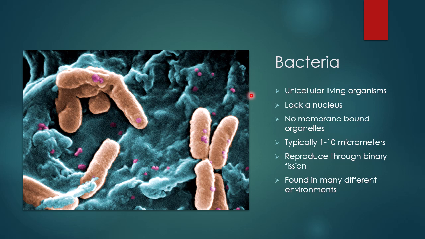Bacteria is a unicellular living organism. They lack a nucleus or any membrane-bound organelles. They don't have any, no mitochondria, no Golgi apparatus. They have some ribosomes. They've got DNA, but it's not in the nucleus. They're typically 1 to 10 micrometers, which is significantly larger than a virus, and reproduce through binary fission. And they're also found in many different environments.